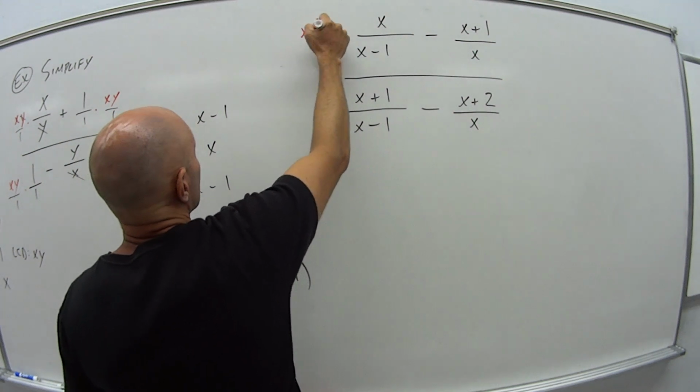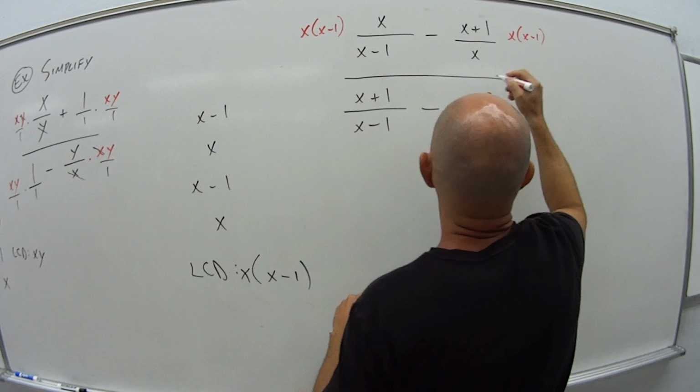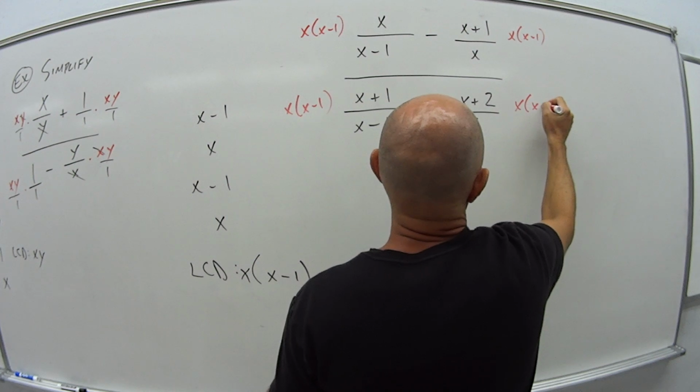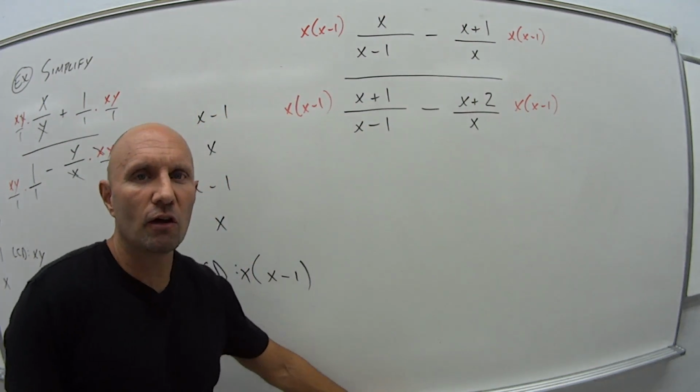I want to multiply everything here by x times x minus 1. x times x minus 1. x times x minus 1. x times x minus 1. And you notice as I've been doing all these, I've been changing the color of the marker.